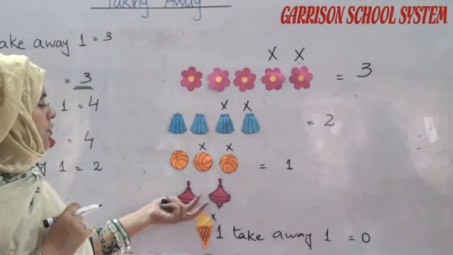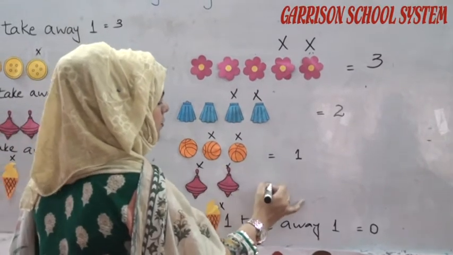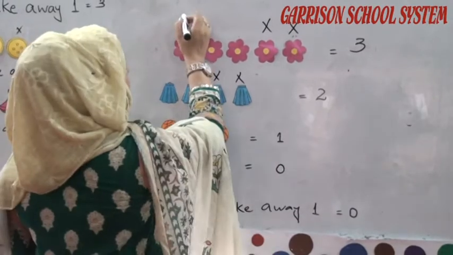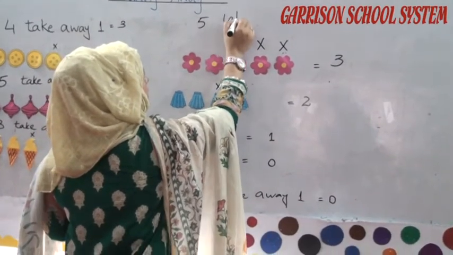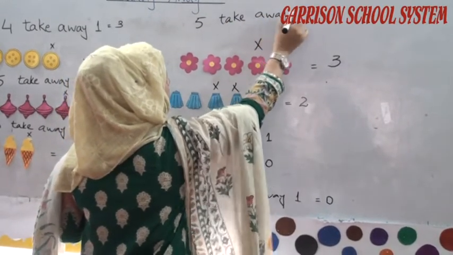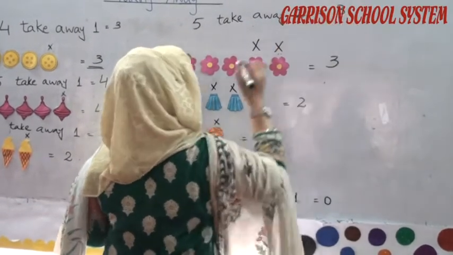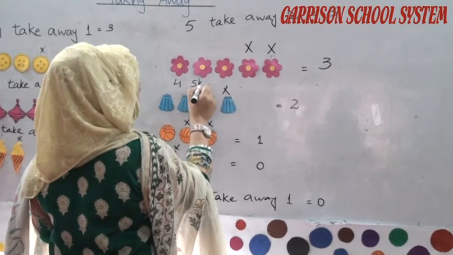And there are 2 tops, and if we take away 2, how much will we be left with? 0. So basically we have 5 flowers. Take away 2, so we will be left with 3. These are 4 skirts.